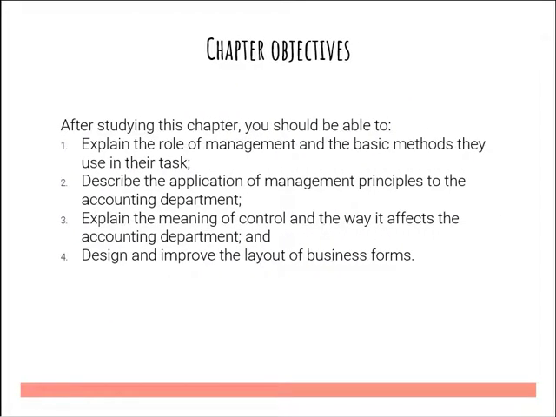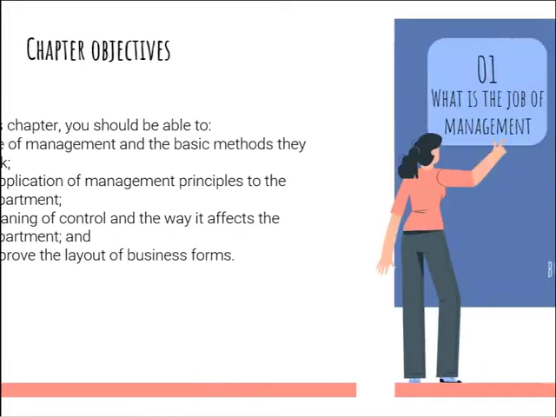So before we proceed, let's have first our chapter objectives. After studying this chapter, you should be able to first explain the role of management and the basic methods they use in their task. Number 2, describe the application of management principles to the accounting department. Number 3, explain the meaning of control and the way it affects the accounting department. And lastly, design and improve the layout of business forms.